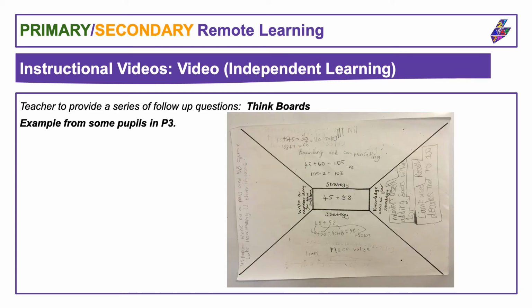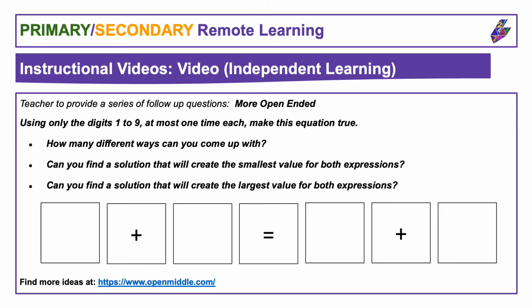And this is another example of a think board that 2 P3 pupils were working on as part of an independent follow-up activity. So another option for following on from the instructional videos is to set a more open-ended task for the pupils' independent learning.